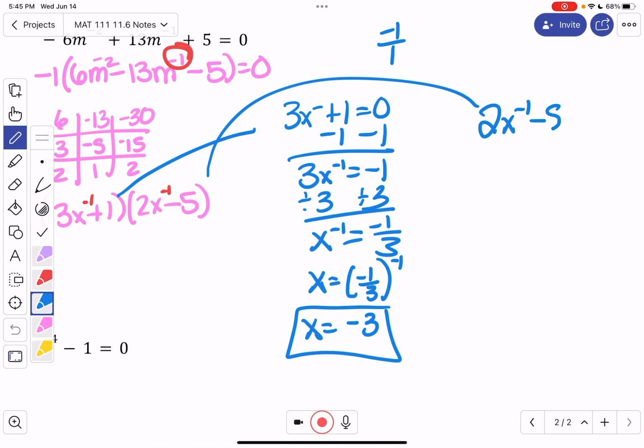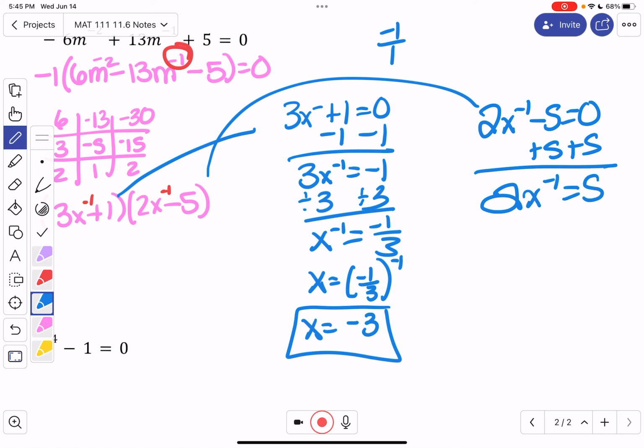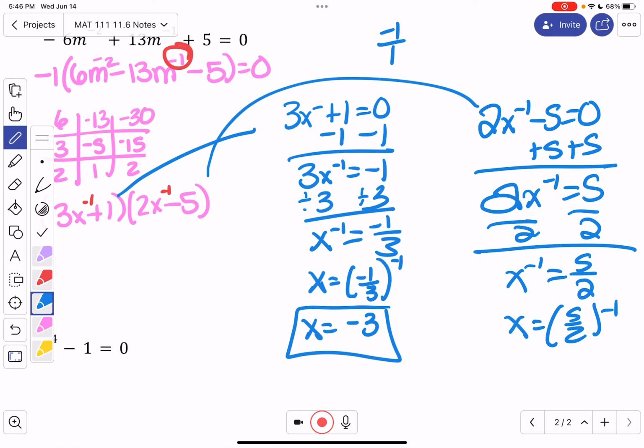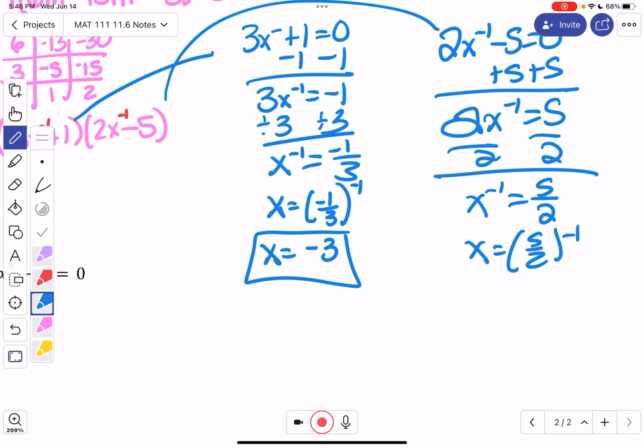Then we do the same thing for this other one. 2x to the -1 minus 5 equals 0. Add 5 to both sides. We get 2x to the -1 equals 5. Divide by 2. X to the -1 equals 5 over 2. To get that exponent over there, we flip it. And then that negative exponent is going to flip our fraction. So x equals 2/5. Those would be our 2 solutions to this one.